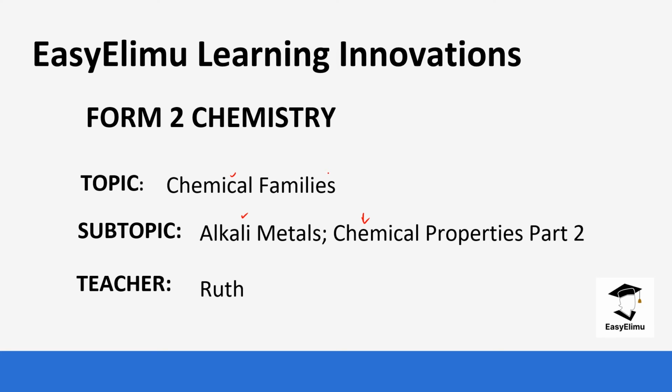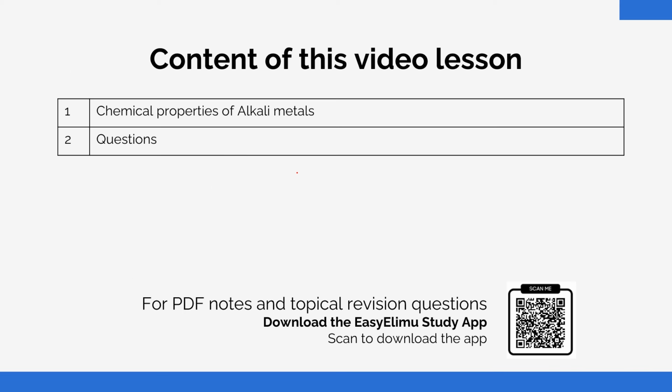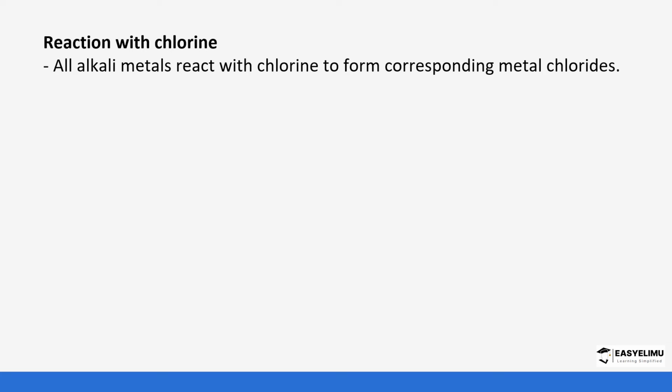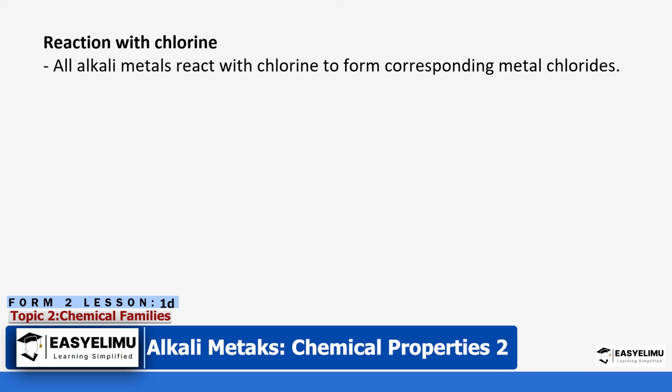So for today, we look at the reaction between alkali metals with chlorine, and then we're also going to look at some of the uses of alkali metals and then finish up the lesson with a few questions. So when you look at the reaction of these metals with chlorine, you notice that when these metals react with chlorine, they form the corresponding metal chlorides.